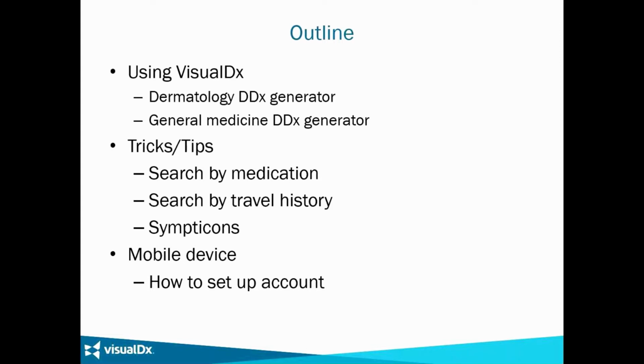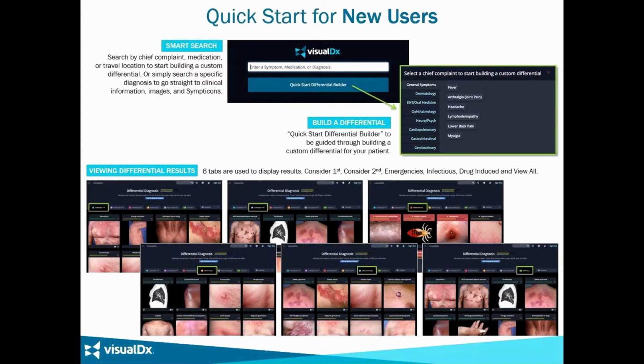So through the VA library, you have access not only to VisualDX when you're at work, but you can create a login that allows you to have access to the app on your phone, which is very helpful. So we'll talk about how to get set up on that as well. A little bit of intro before we go to the website and review how to utilize it.